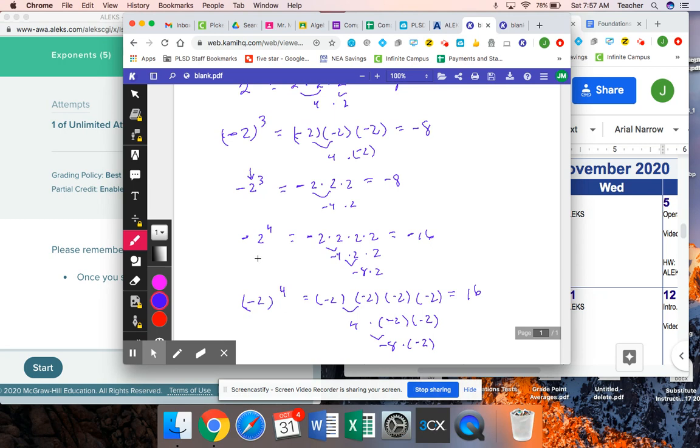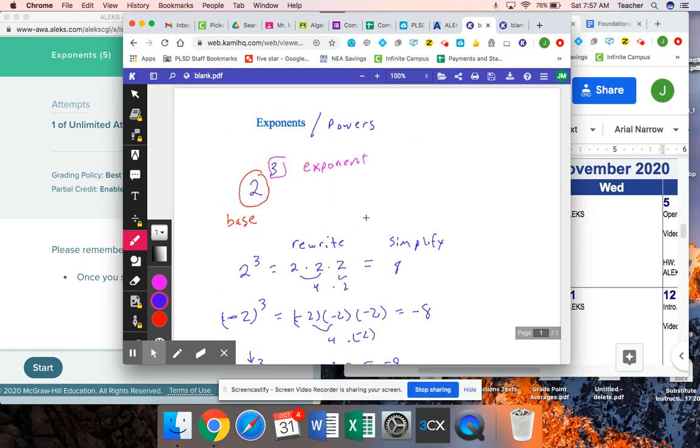Even if you put it into a calculator, if you write it like this, you will get a negative. If you write it with parentheses, you will get a positive. That's the most important thing you need to know about exponents, and everything else is just practice.